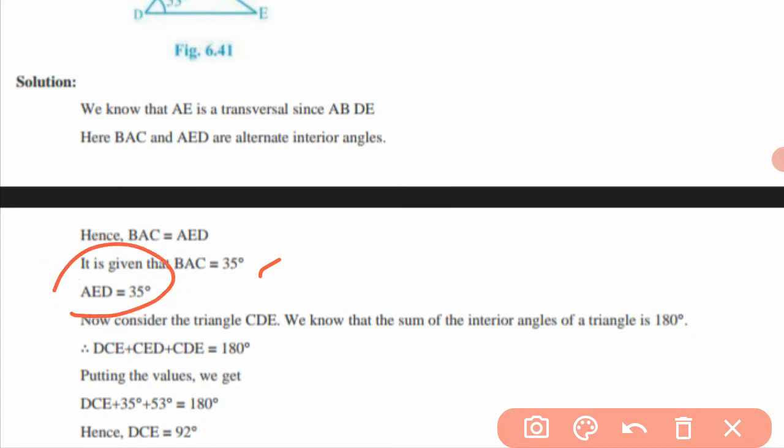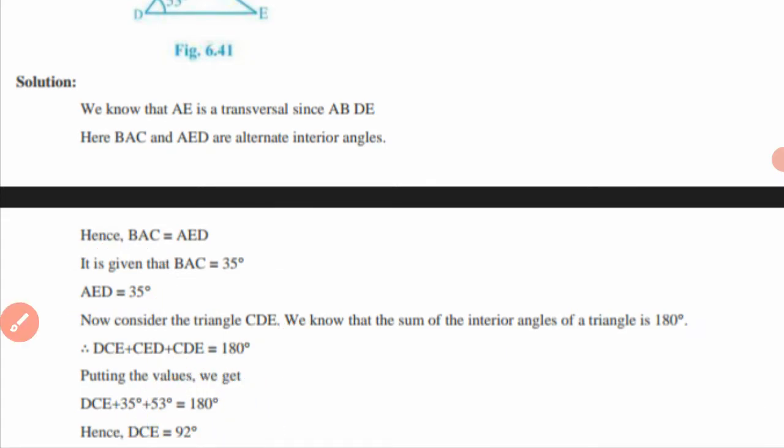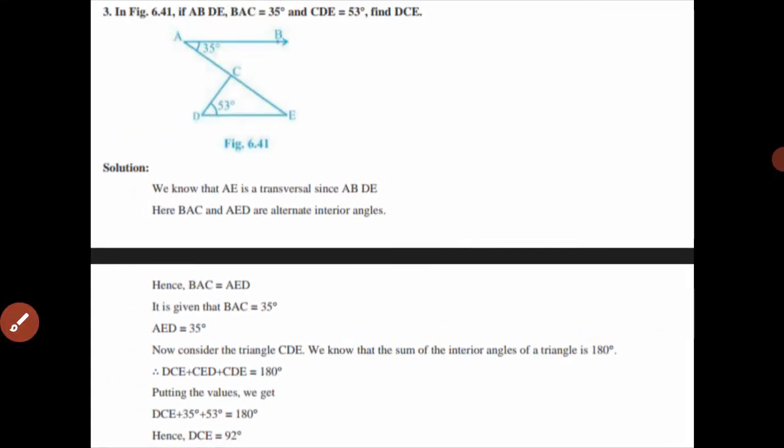Now consider triangle CDE. We know that the sum of the interior angles of a triangle equals 180. So DCE plus CED plus CDE equals 180. Now putting in the values, DCE plus 35 plus 53 equals 180 degrees. Therefore DCE will be equal to 92 degrees. So the value of DCE will be 92 degrees.